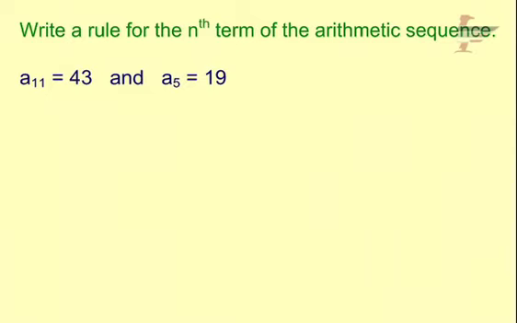Write a rule for the nth term of the arithmetic sequence. So they told us it's arithmetic, which means we know what it's going to look like. Here's our rule for every arithmetic sequence. In order to write the rule, two things we need to know: a sub 1 and that common difference. If I look at what they gave us, the 11th term and the 5th term.